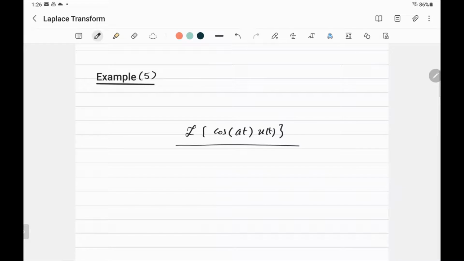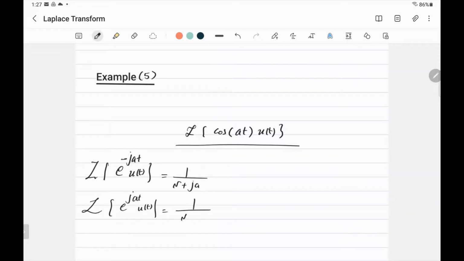How can you use the last or the previous two examples to find the Laplace for cosine? We know that, what's the e to the minus jat Laplace for this one? Can you give the answer now? We did that: 1 over s plus ja, right? What is the Laplace for e to the jat u(t)? 1 over s minus ja. How can you use the two pieces of information to find the Laplace of cosine at?